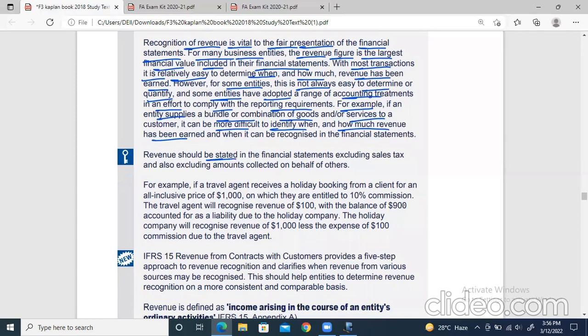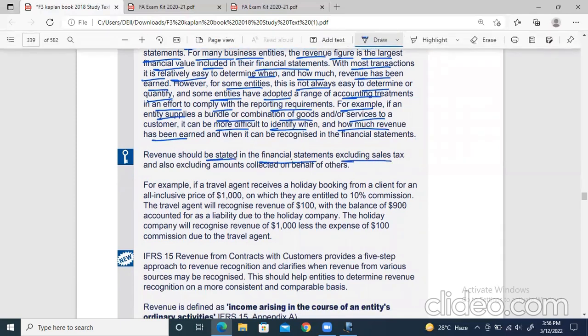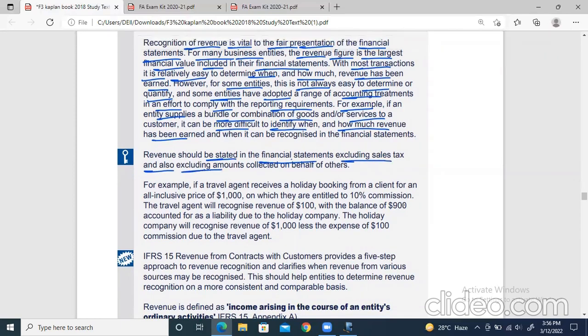Now, revenue should be stated in financial statements excluding sales tax and also excluding amounts collected on behalf of others. This we have already looked at in the start. When we were looking at sales tax, I told you that the sales and purchase figure is always excluding the sales tax. It just contains the product price, right?